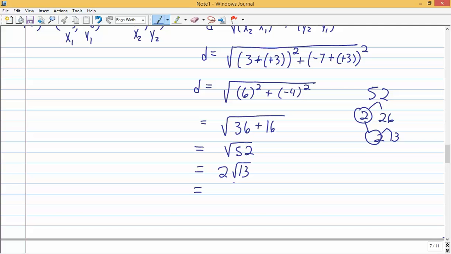So what it comes down to is you could rewrite this as the square root of 4 times the square root of 13. Square root of 4 times square root of 13 would be 2 square roots of 13. That's your answer.